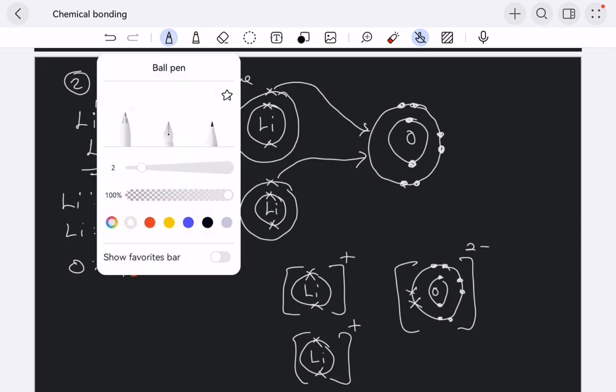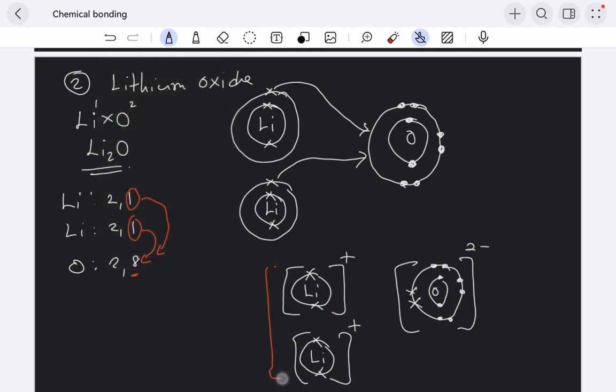So a condensed formula of this is, instead of drawing these 2 here, you can just say 2, and then you draw 1 like that, and then you indicate positive, then you draw the oxygen on the other side. This still represents the same thing as this.